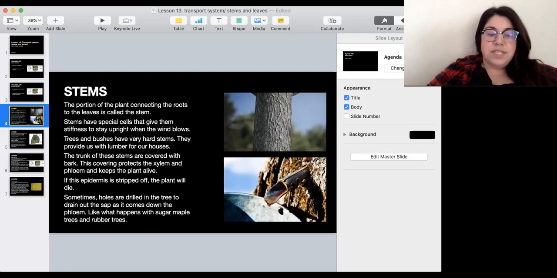The trunk of these stems is covered with bark. Bark in Spanish, we would call it corteza, that hard thing on the outside of the trees. This covering protects the xylem and phloem and keeps the plant alive. If this is stripped off, then the plant is going to die. Sometimes little holes are drilled in the tree to drain out the sap as it comes down the phloem, like what happens with sugar maple trees and rubber trees. They drill a little hole and then put a little tube, and then the sap comes out and people collect it.